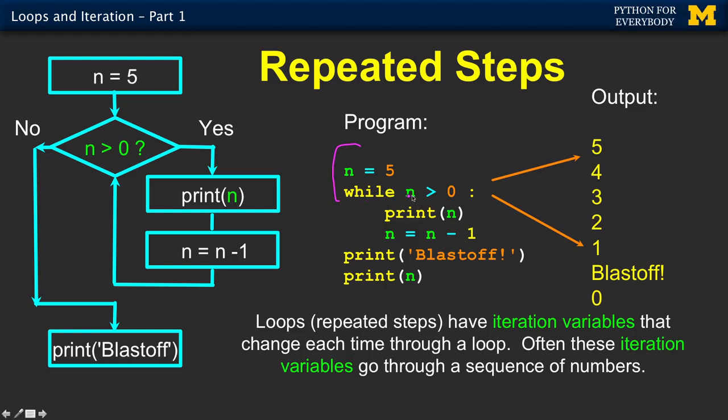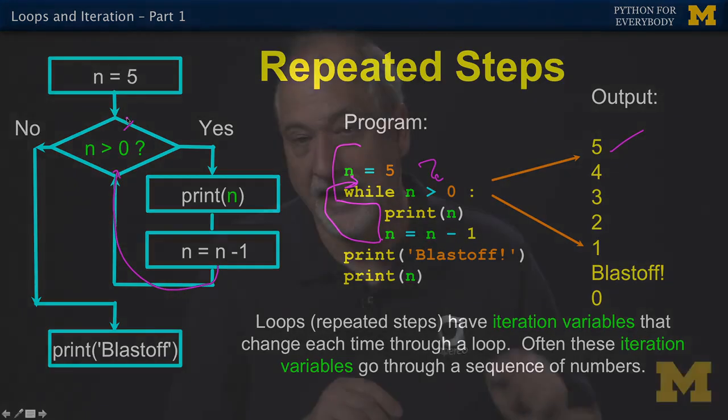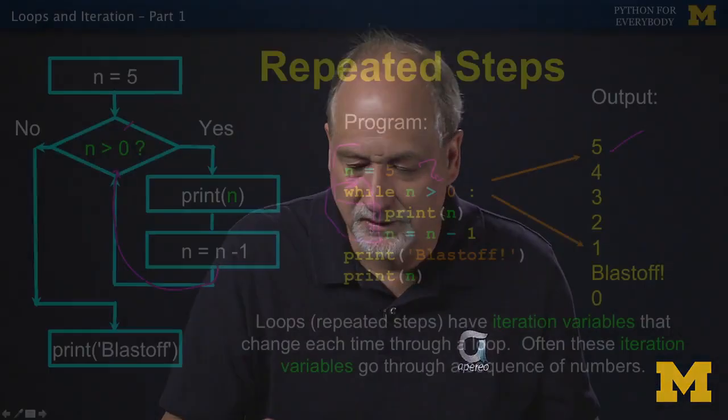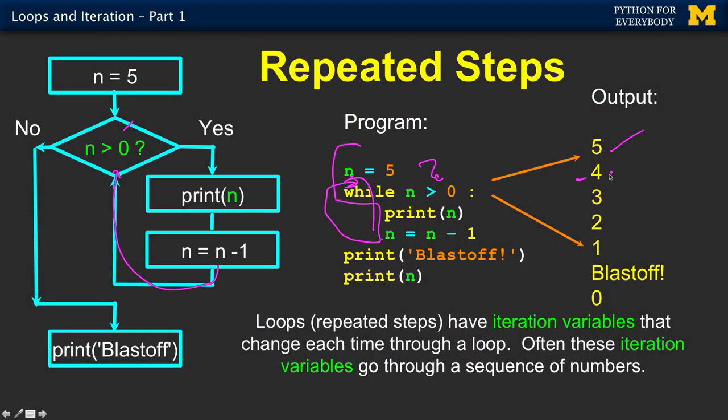So if it's true, in this case n is 5, so it is true, so it runs this. It prints out 5, and then subtracts 1 from n, which makes it 4. But with the while statement, it goes back up again and rechecks the question. As long as n greater than 0 remains true, it will dive in and do this again. So it dives in and prints out 4. And then it subtracts to 3, goes up.